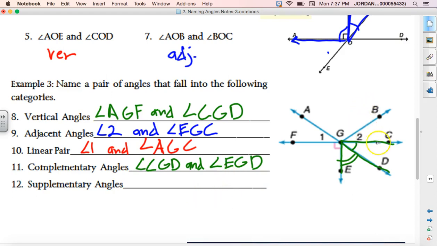And the last one, supplementary angles, are angles that add up to 180. So we need to find two angles that add up to 180. We can use FGE and EGC because they both make 90. So angle FGE and angle EGC. FGE and EGC combine together to make a straight line, so they're supplementary. Supplementary means they add up to 180.